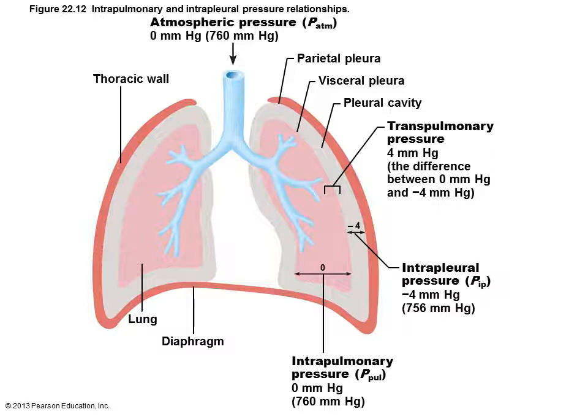Two inward forces promote lung collapse: the elastic recoil of the lungs decreases lung size, and the surface tension of alveolar fluid reduces alveolar size. On the other hand, one outward force tends to enlarge the lungs: the elasticity of the chest wall pushes the thorax outward.